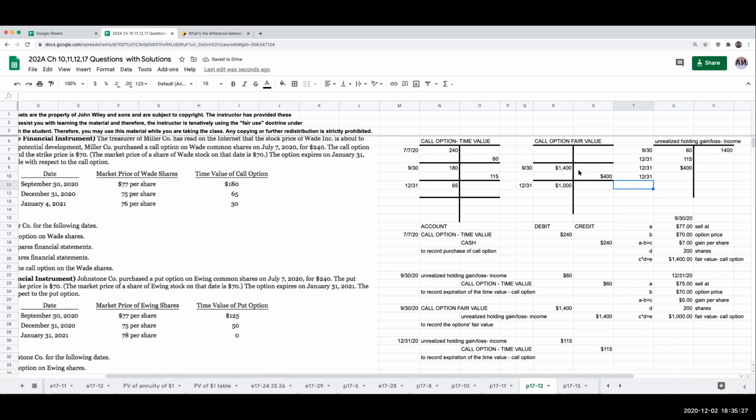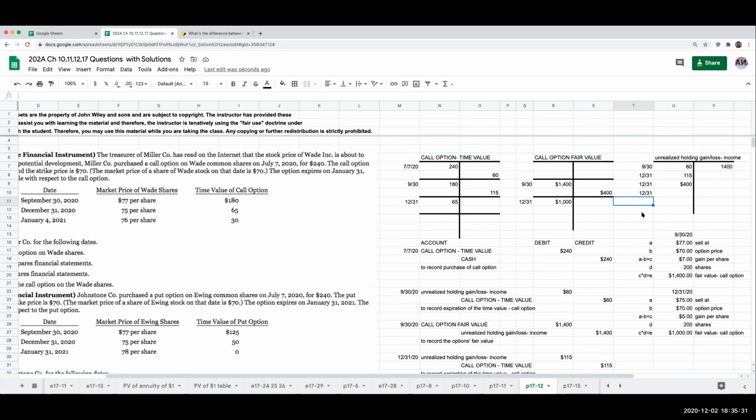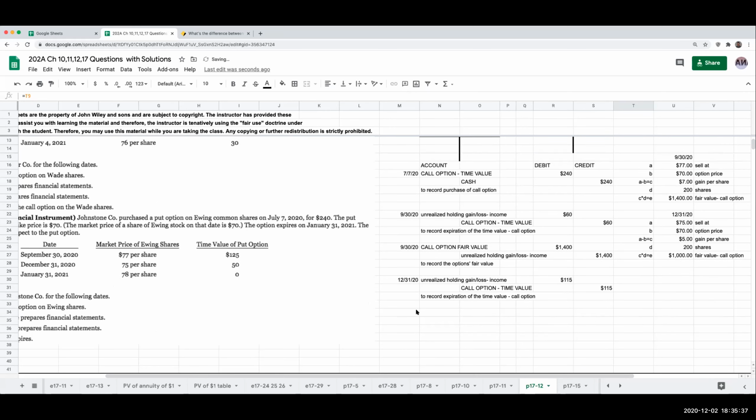So whenever we're looking at this, the opposite as we're going through and doing the valuation will be to the unrealized holding gain or loss. Okay. Now, so that's the time value. The fair value is I'm debiting unrealized holding gain or loss. And this is going to be for 400.